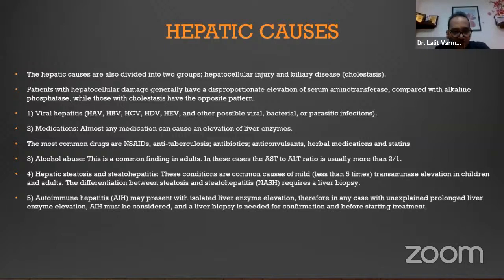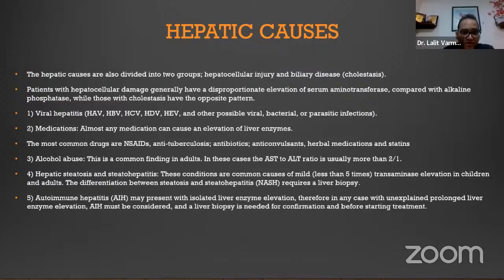So basically, hepatic causes are also divided in two groups. One is your hepatocellular injury, and the other one is cholestasis, which is your biliary injury. Patients with hepatocellular damage generally have a disproportionate elevation of serum aminotransferase compared with the alkaline phosphatase, while those with cholestasis have the opposite pattern. What I mean here is, when there is a pure viral etiology, which is your hepatocellular injury, you'll have a significant elevation in SGOT, SGPT, versus something like choledochal cyst or biliary atresia, where mostly your ALP and GGT will be elevated.